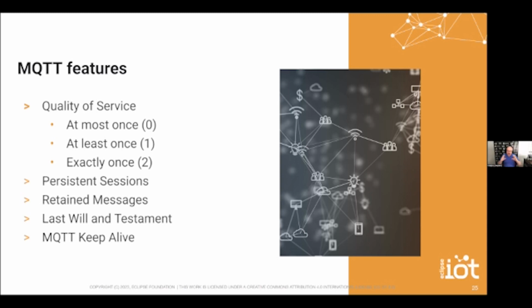So when a new device connects, if you wanted to receive the last copy of a message that was sent on a specific topic, then retained messages can achieve that.